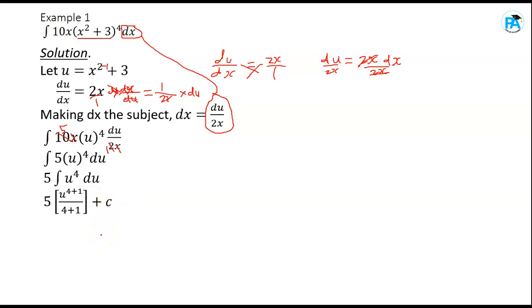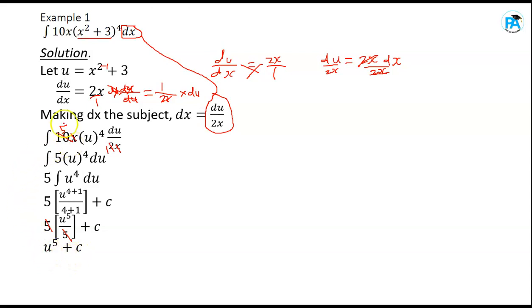Now, after that, you simplify it. 4 plus 1 gives you 5, isn't it? So you have 5 multiplying u exponent 5 over 5 plus c. So this 5 can take away this 5, so you have u exponent 5 plus c. Are you following? So this is your final answer. But listen, you are not going to leave your final answer like this. Though this is your final answer, you can't leave it like this.